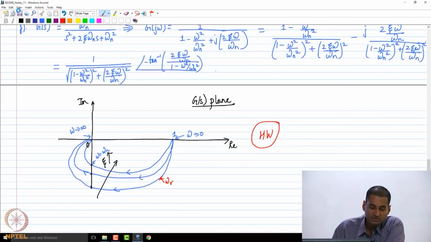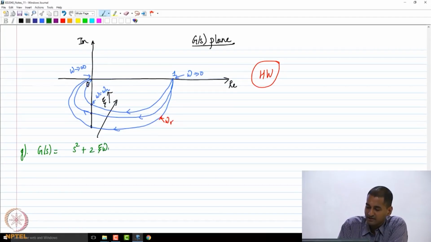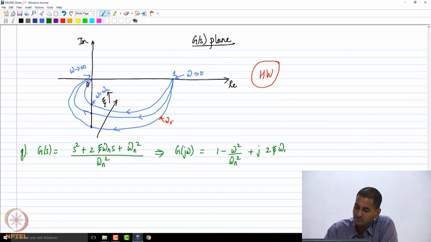Then you also need to do the reciprocal. So that is G. What is the reciprocal? It's going to be s squared plus 2 zeta omega n s plus omega n squared, divided by omega n squared. So this implies that G of j omega is going to be 1 minus omega squared by omega n squared plus j times 2 zeta omega by omega n. That's the real part and the imaginary part.